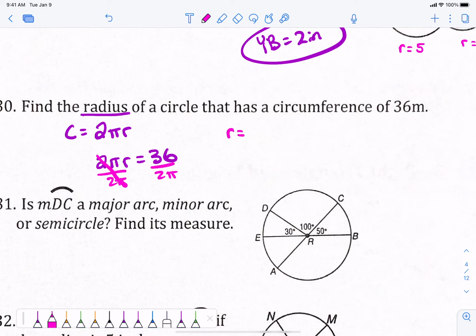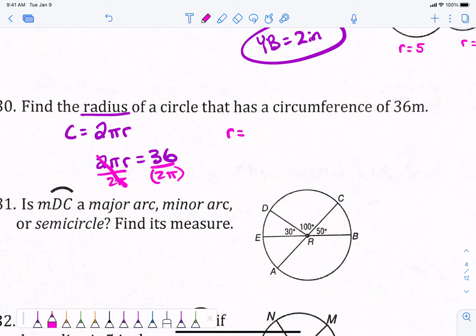36 divided by 2 pi is R equals 5.7. I divided by 2 pi. When you're dividing by 2 pi, put parentheses around the 2 and the pi, because what your calculator is doing is dividing by 2 and then taking that number times pi. You want to divide by 2 pi.